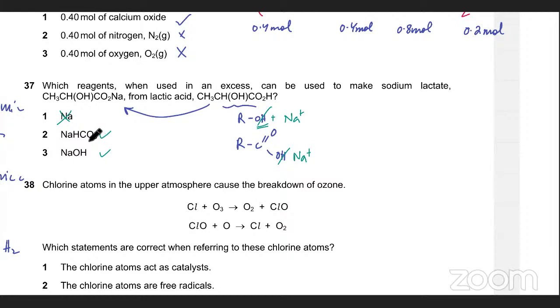So you've got carbonates and hydroxides. They would react with the carboxylic acid because carboxylic acids are complete acids. They have all typical acid reactions. So the carboxylic acid are your typical acids. So 2, 3 are correct.